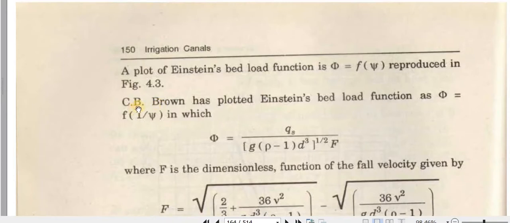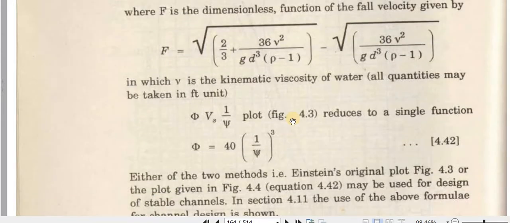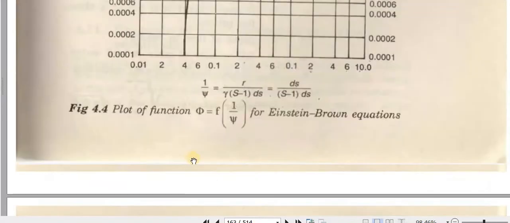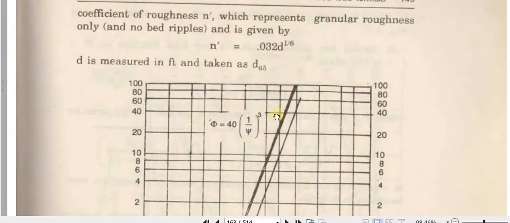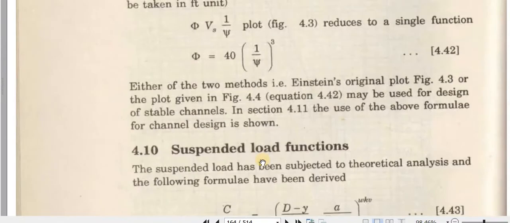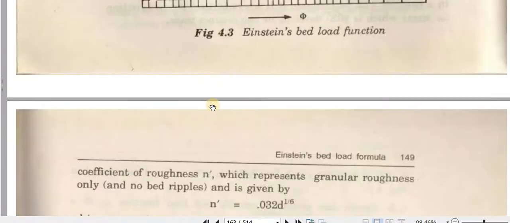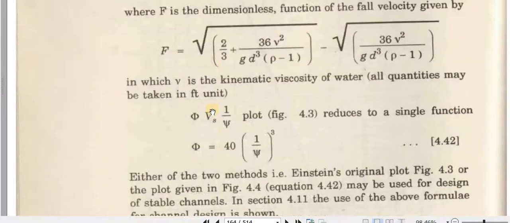And the second amendment, which is made by C.V. Brown, has provided the Einstein bed load function as function probability 1, and in probability 1 there is f. The f equation is here, and it is related with these two functions. This graph is also provided by C.V. Brown, which are amendments to the Einstein bed load function, and we will use these equations when we solve the numerical.